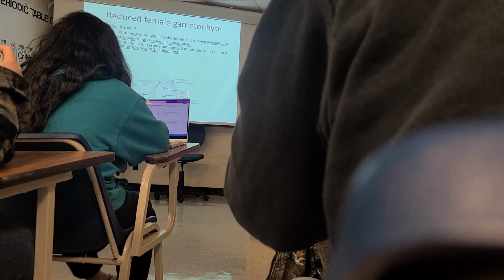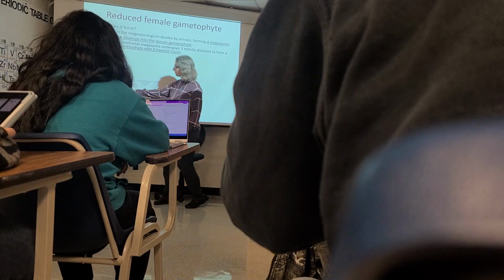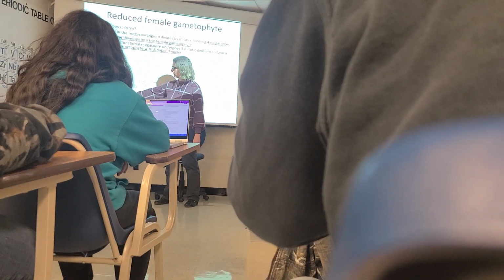Now, that one functional one, you can see it right here. So here are our 4 megaspores. These 3 are going to go away. They're going to degenerate. This one right here is the only one that's going to develop. It will become the female gametophyte. So it's going to kind of fill this space up here and become what you see here. Okay? So the one functional megaspore undergoes 3 mitotic divisions to form a female gametophyte with 8 nuclei.